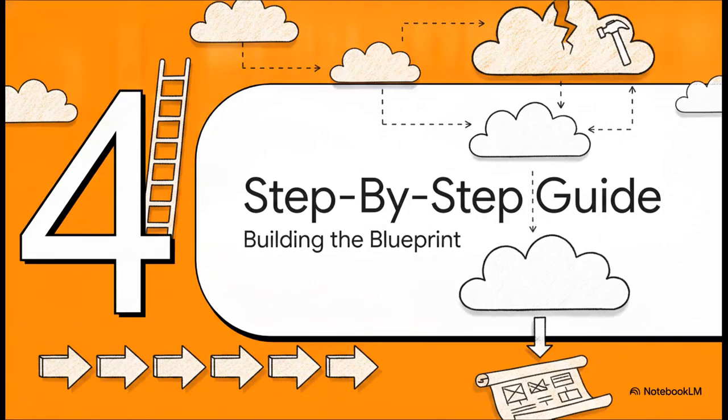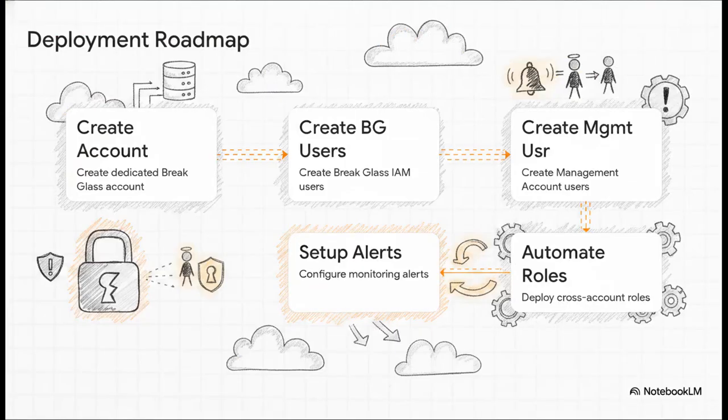Section 4. Step-by-step implementation, building the blueprint. All right, with the architectural theory out of the way, here is the exact 5-step deployment roadmap from our source material. Step 1, create the break glass account.